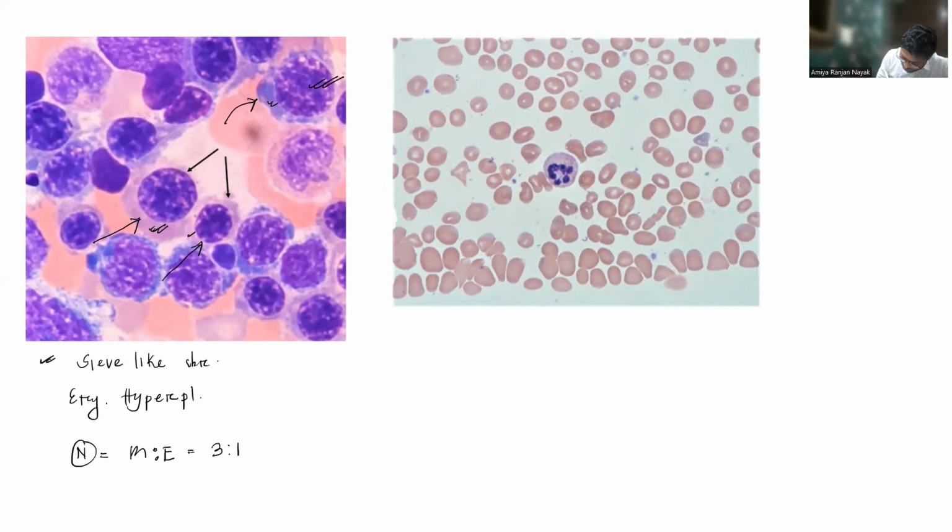It is normally 3:1. But in patients with megaloblastic anemia, there is an increase in the erythroid component, so this ratio will be altered. So we are going to get erythroid hyperplasia and you are going to get these megaloblasts, which will have the sheave-like, open chromatin.